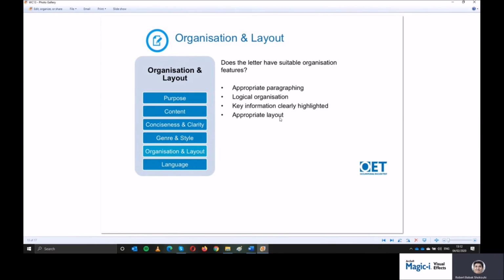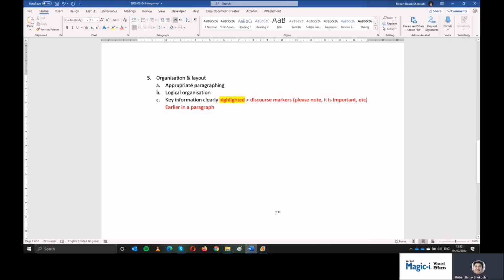An appropriate layout. What is that? I think how to write the address. Exactly. So basically, it needs to have the format of a letter, and that is how we write it. Okay, good. Any problem here? No, thank you.